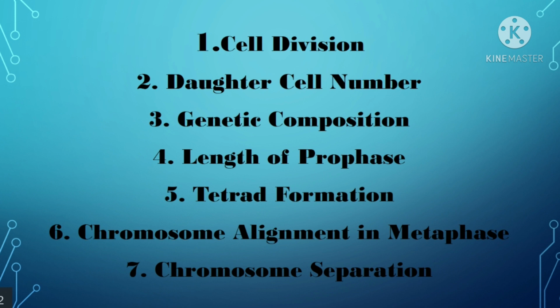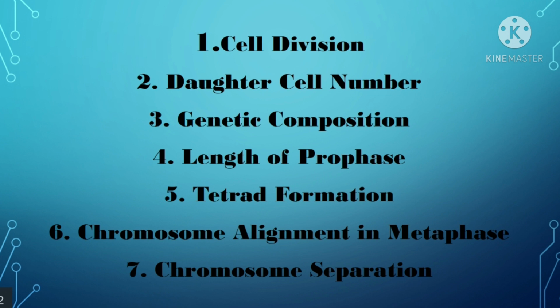Third is the genetic composition. In mitosis, the resulting daughter cells are genetic clones, while in meiosis, the resulting daughter cells contain different combinations of genes. Genetic recombination occurs as a result of the random segregation of homologous chromosomes into different cells and by the process of crossing over, the transfer of genes between homologous chromosomes.